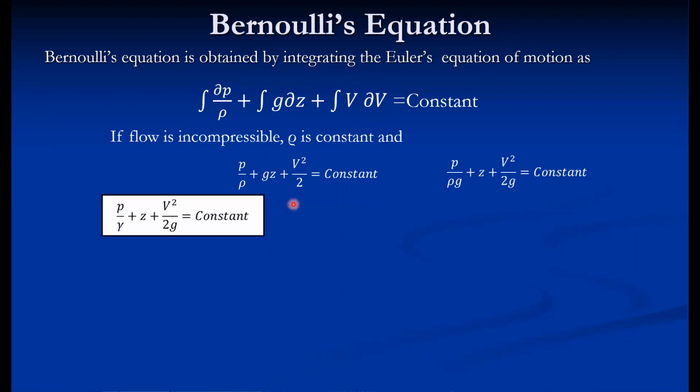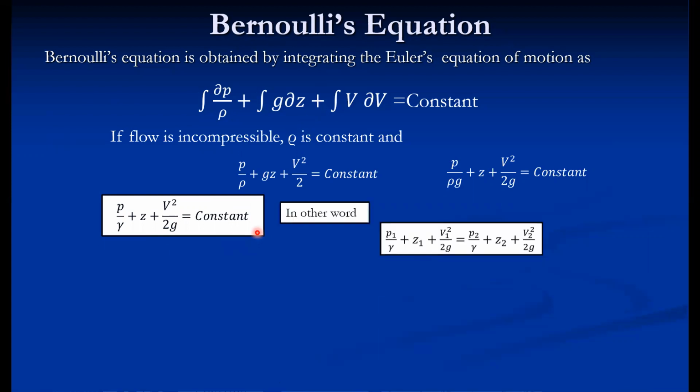Or instead of rho g, we can put gamma, that is p by gamma plus z plus v square by 2g, that is equal to constant. So this is the most generalized form of Bernoulli's equation. Its theory part will be covered in unit number 4 during Bernoulli's equation. So the required theory we will discuss here only.